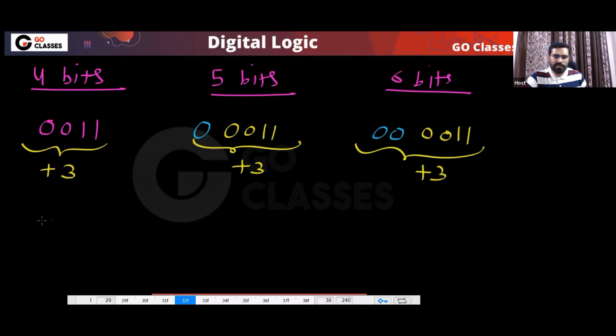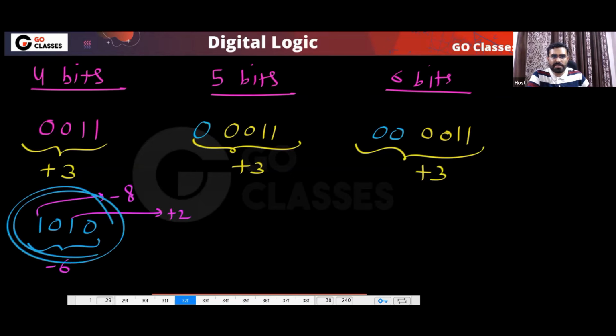Now let's see this data. 1 0 1 0. What is this data? In 2's complement, what is this data? So okay, remember this is -8, and this is 2. So you know this is -8, and this is +2. So finally it will be -6. In 2's complement, this is -6.